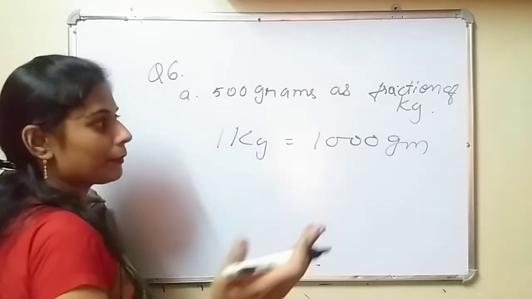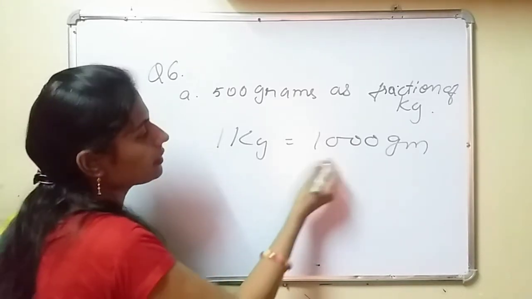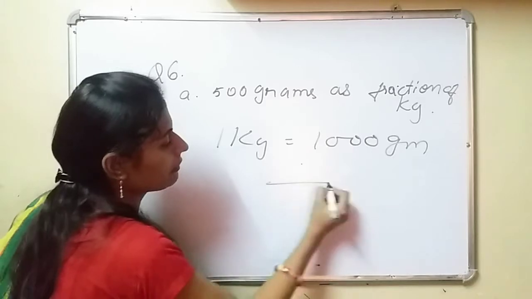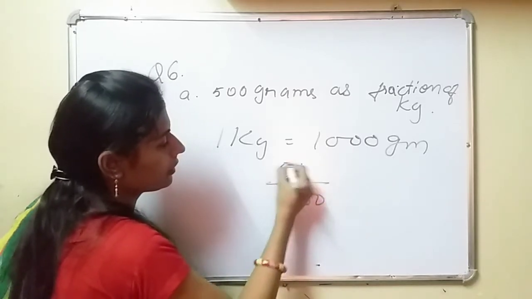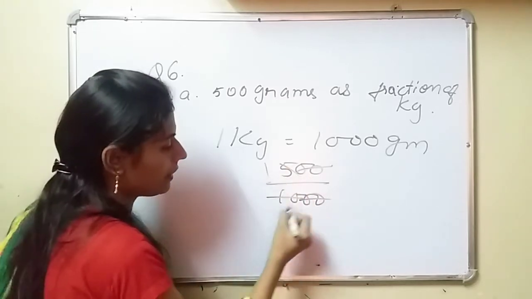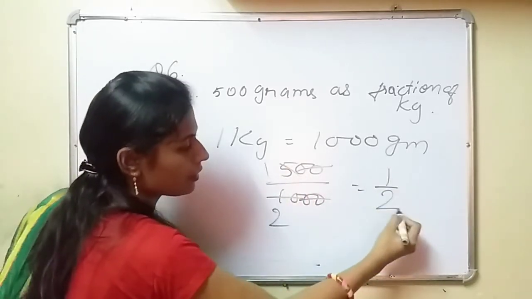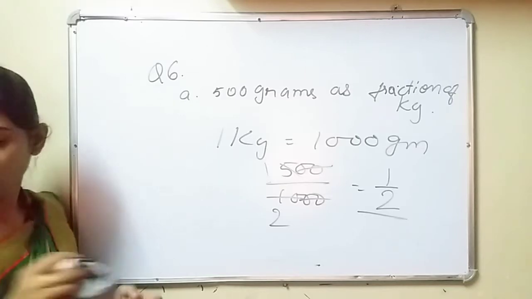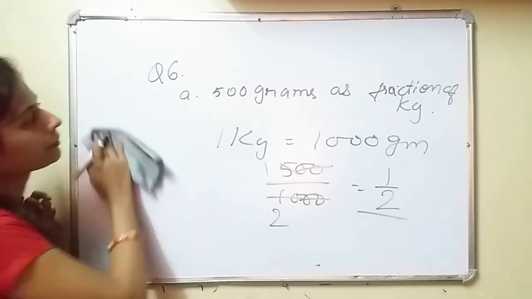If you want to change 500 grams into kilograms, it means you have to divide it by 1000. So divide it, 5 1s are 5, 5 2s are 10, that is 1/2 is your fraction. Okay, now see second.